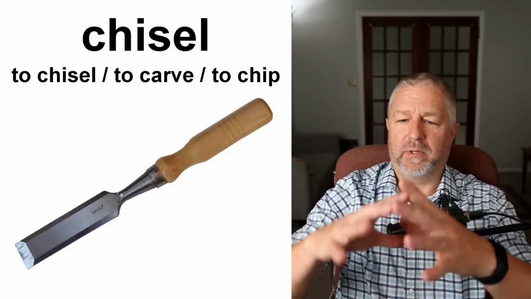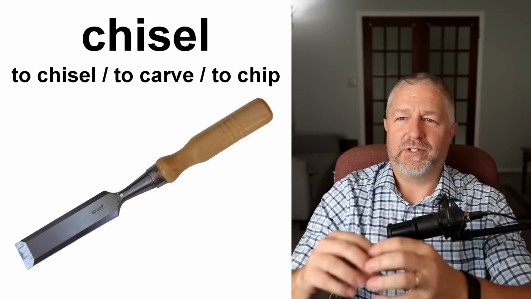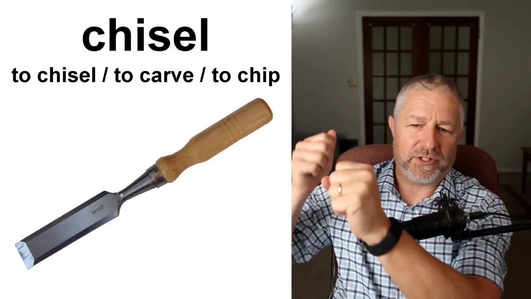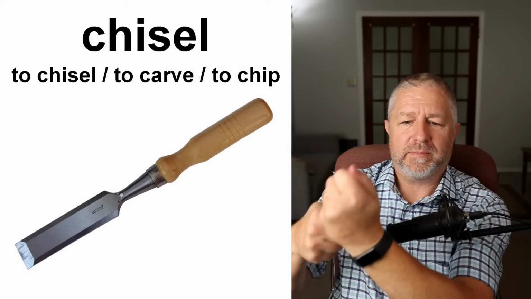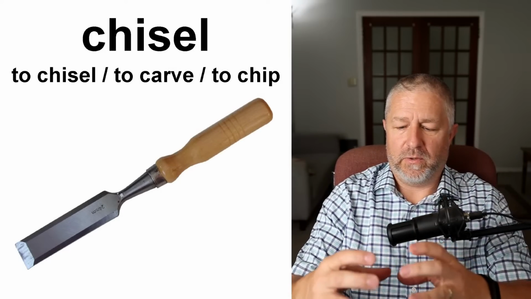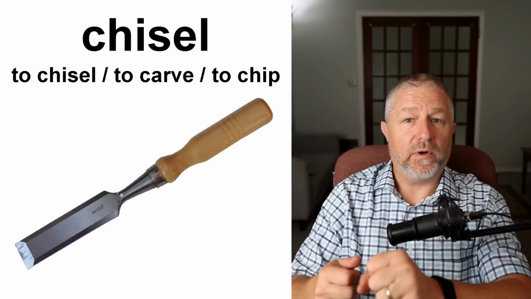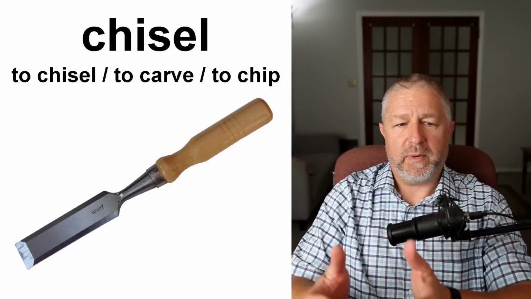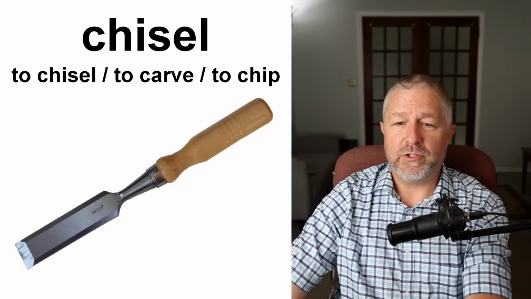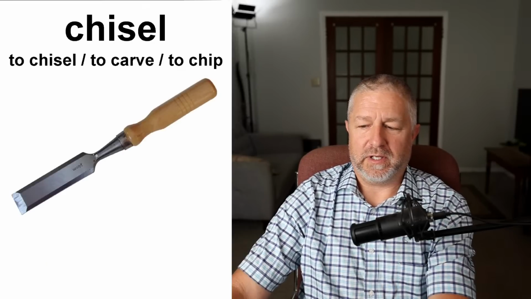And then a chisel. A chisel is used for many things. You can use it to chisel, to carve, to chip. So for instance, if you had a block of wood and you wanted to turn it into an owl, you could use a chisel with a hammer or just by hand to kind of carve that wood. If you had a piece of stone, you could chip pieces of the stone off with a hammer and chisel to make it a different shape. So you can use the verb to chisel, to carve, to chip whenever you are using a chisel.